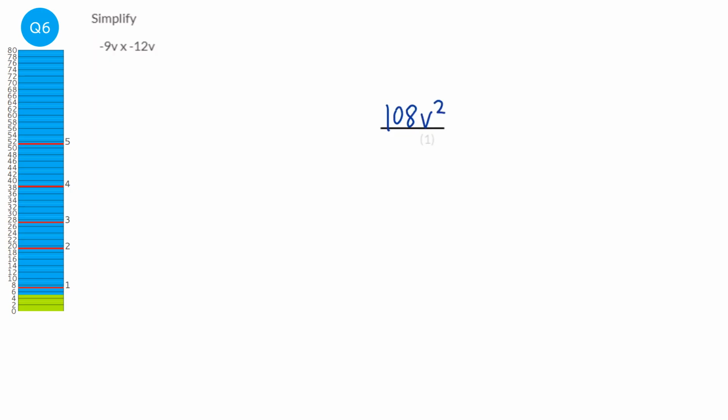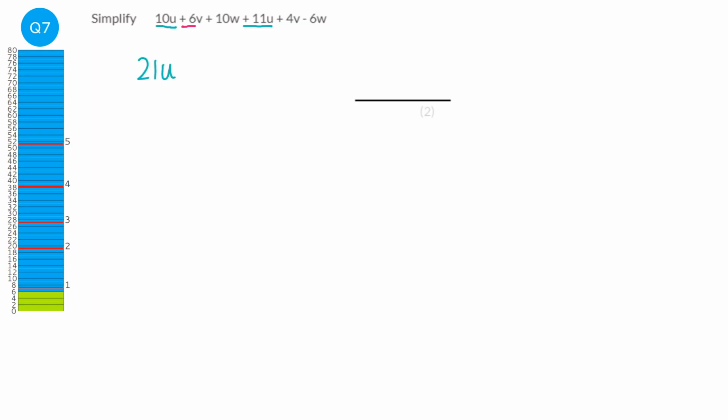This question's all about like terms, so what we can do is add this 10u with this 11u to make 21u. We can also add this 6v with this plus 4v to make 10v. We can also add this 10w to this minus 6w. So 10 take away 6 is 4w, so plus 4w.